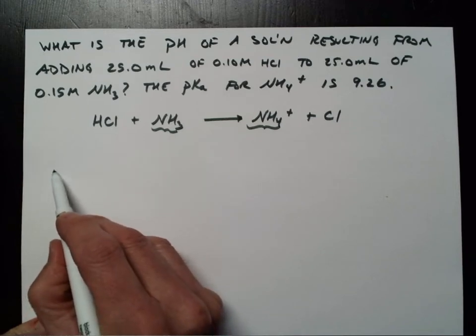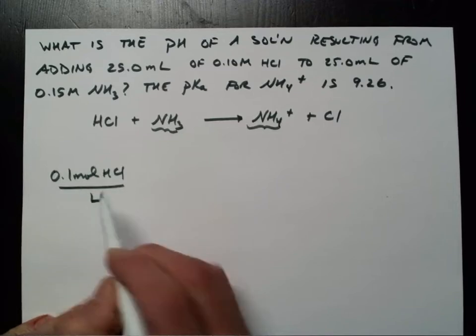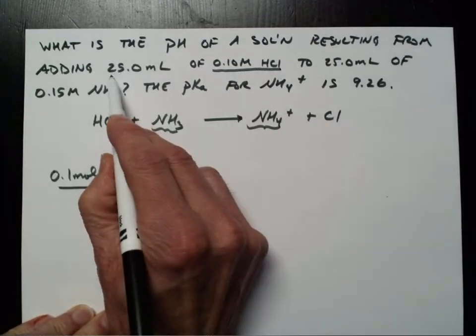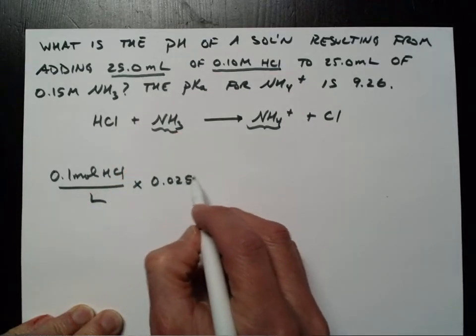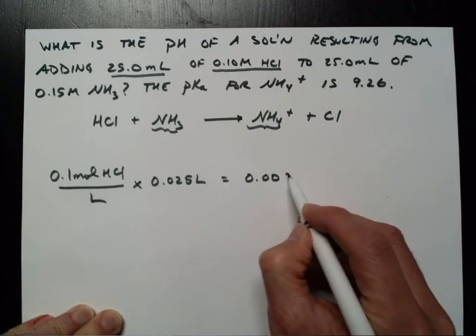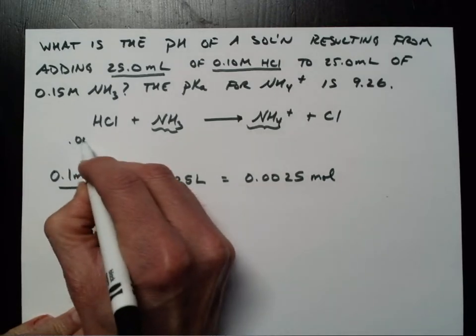So let's see, I've got 0.1 moles of hydrochloric acid per liter. That comes from this information here. It looks like I'm using 25 mL of it. So what's that come out to? That's going to be 0.0025 moles of HCl.